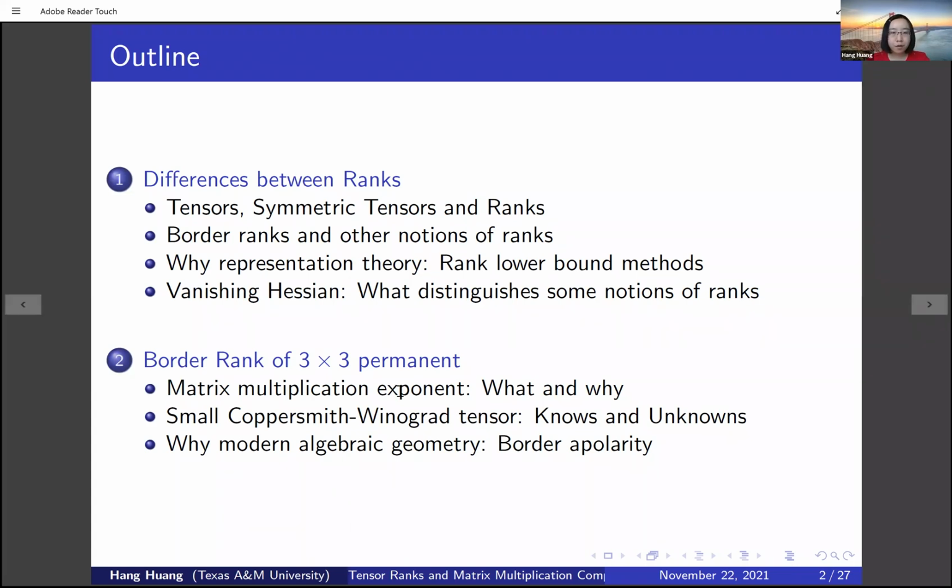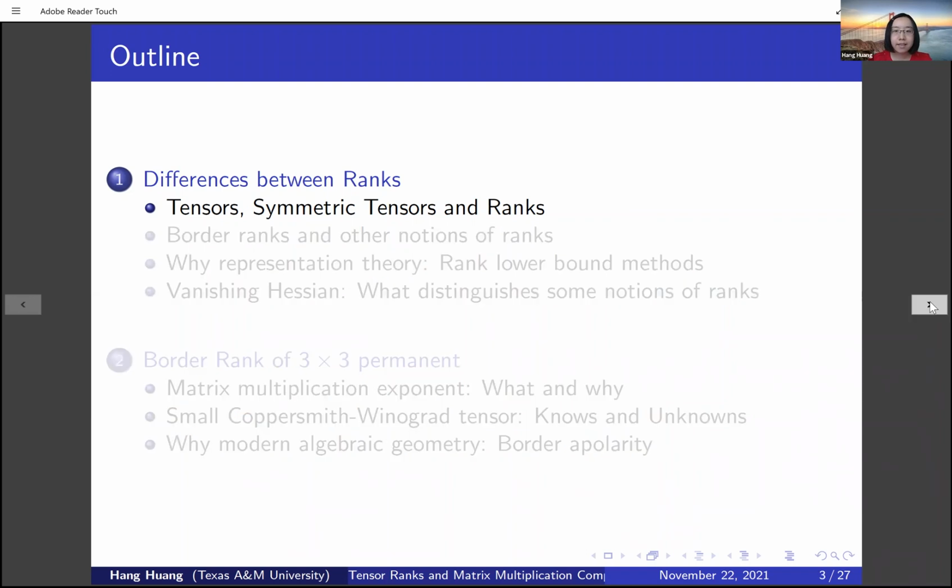And so first of all, I'm going to talk about the motivations. How does it relate to matrix multiplication complexity? Then I'm going to tell you a little bit more about what is known and what is unknown about this tensor and some related tensors. And in the last part, I'm going to give you a broad picture of what techniques we used in computing the border rank. So let me get started.